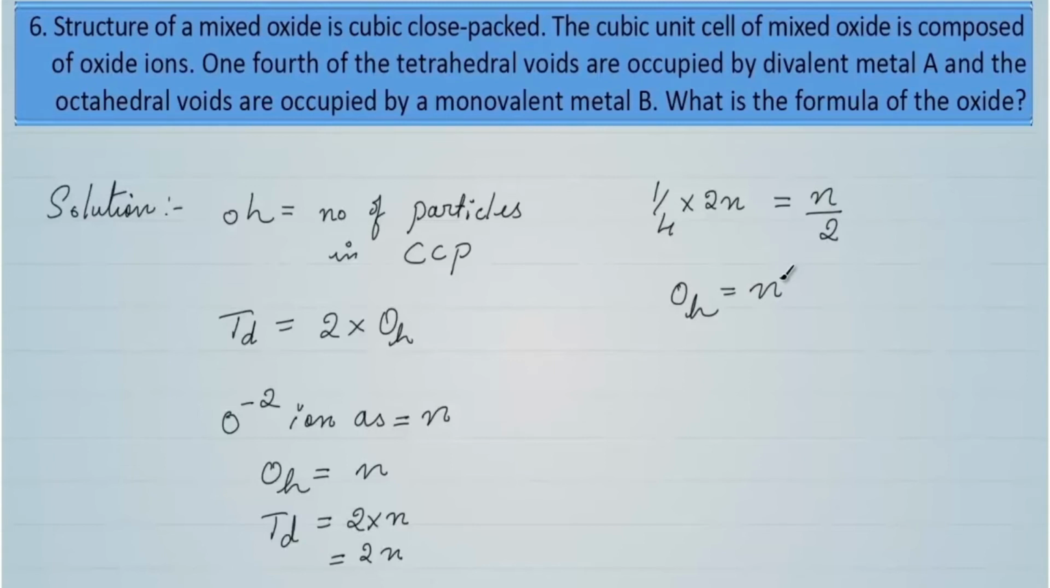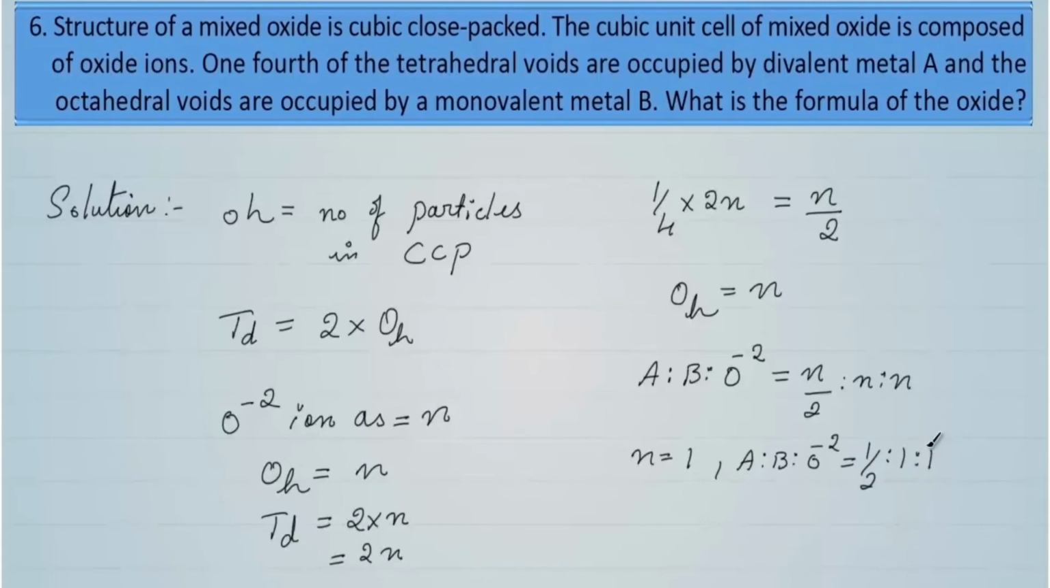The ratio of atoms in CCP, or cubic close packing, is given by A : B : O2-, which is equal to n/2 : n : n. Now n equal to 1, and the A : B : O2- ratio is equal to 1/2 : 1 : 1.